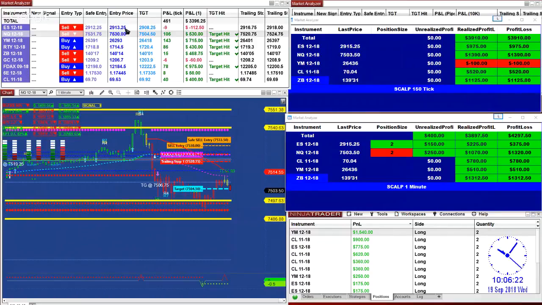1325 is a re-entry point, and we'll see how those trades come out. Guys, I'm going to take a 5 minute break.